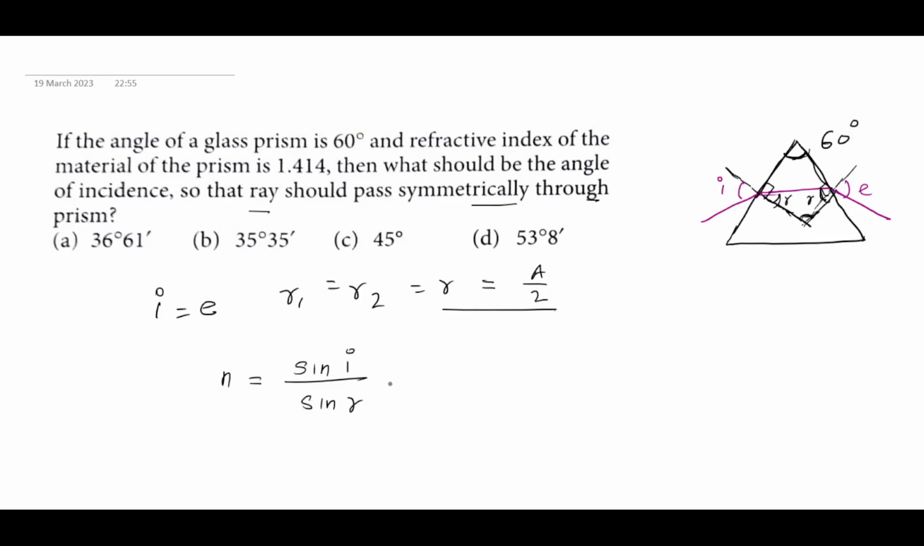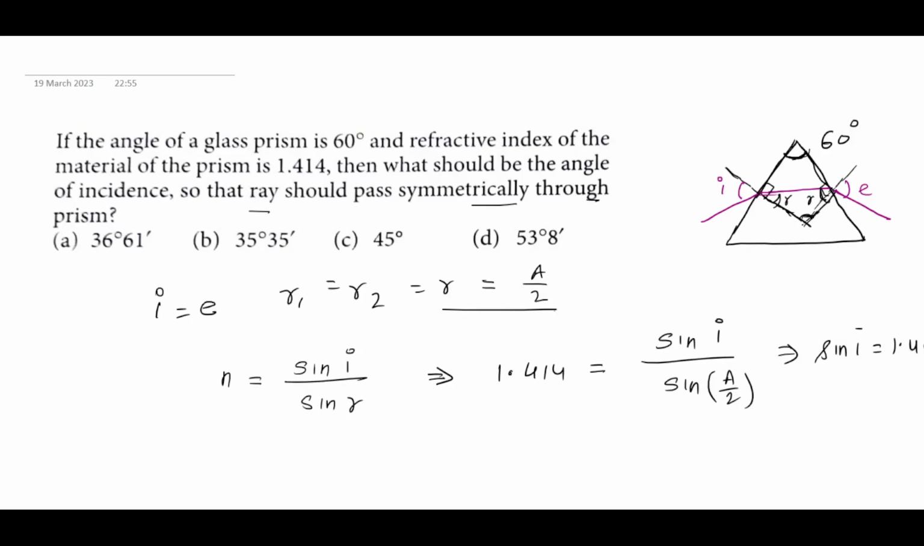So here I will say that from this I will get 1.414 is equal to sin I divided by sin R. Now in place of sin R, I will say sin A by 2. Okay, A is 60 degrees, so A by 2 is 30 degrees. So from this we will get sin I is equal to 1.414 times sin 30. Sin 30 is equal to 1 divided by 2. So that will give me the value of I.